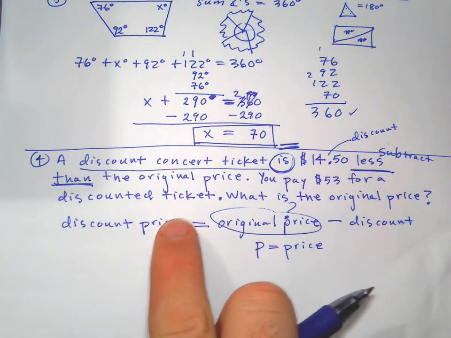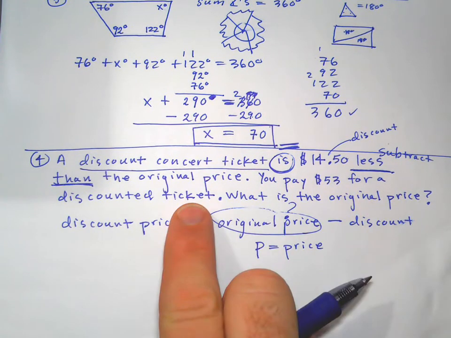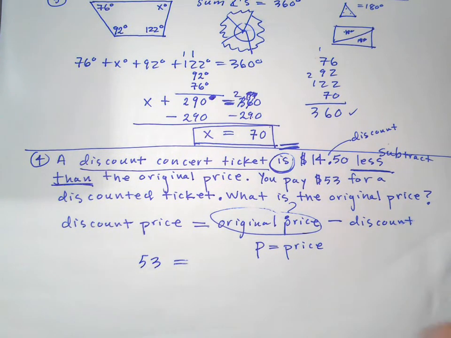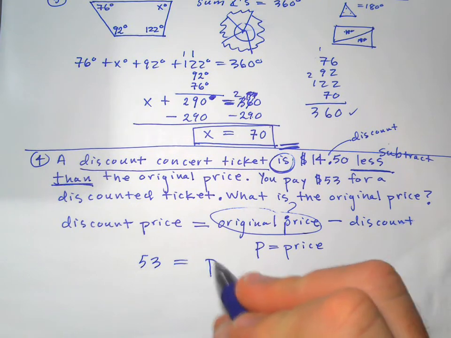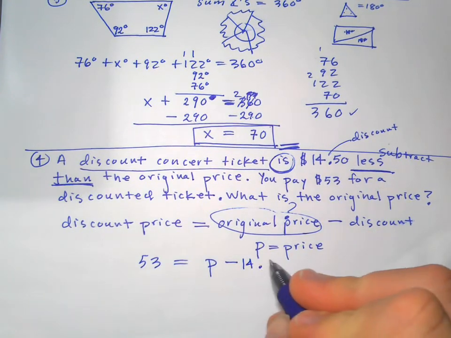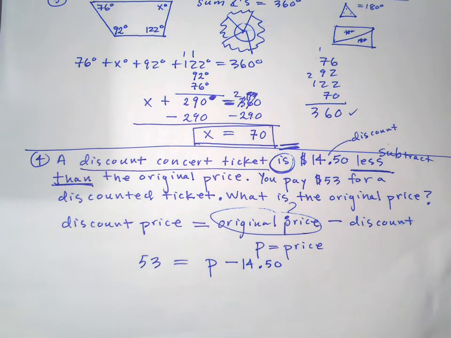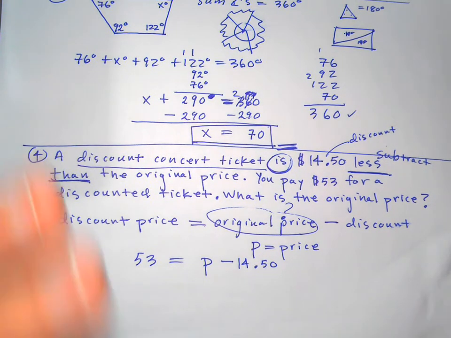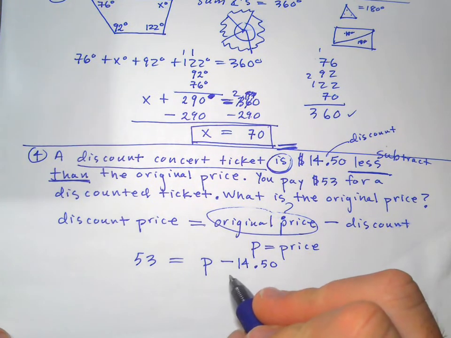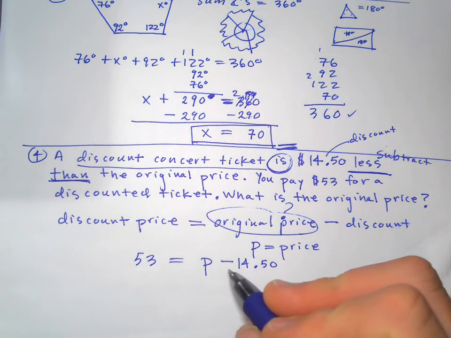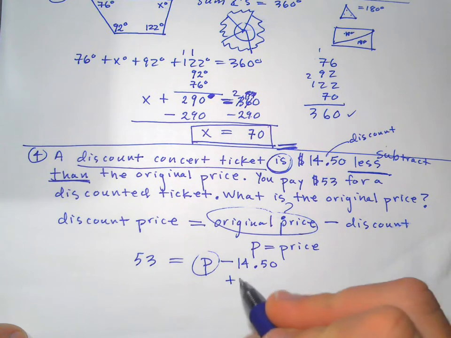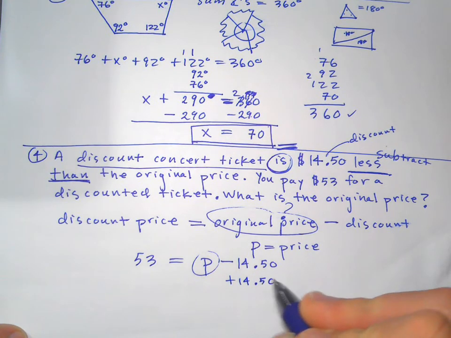Now, it says you pay $53 for the discount ticket. That's the discounted price, right? That's what we paid. And then we have the original price P, and then the discount was $14.50. So now we have an equation like the first problems. So now we're going to try and find P. So we're trying to get P by itself. Now it doesn't matter if you get the letter by itself on the left side or the right side. So I'm just going to add 14.50.